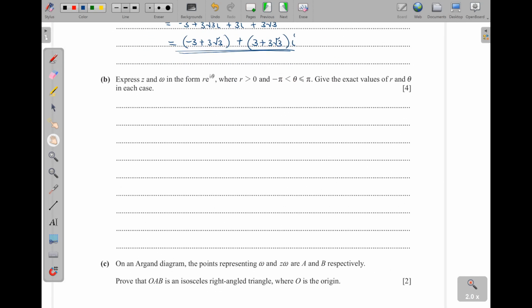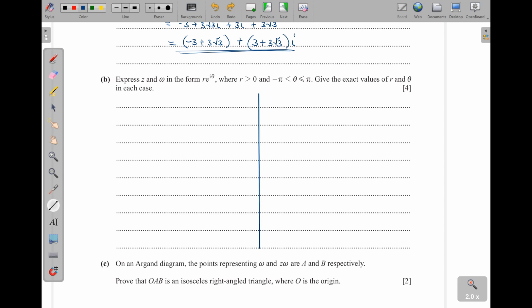Then part B, express Z and omega in the form r e power i theta, that is exponential form, where r is greater than 0 and theta ranges from negative pi to pi. Give the exact values of r and theta in each case. Like I've already said, before you find the argument of any complex number, first sketch and know where it lies.